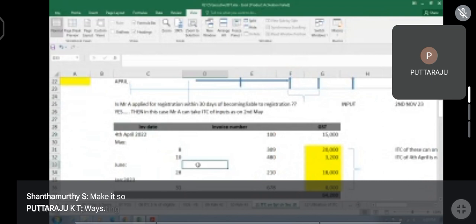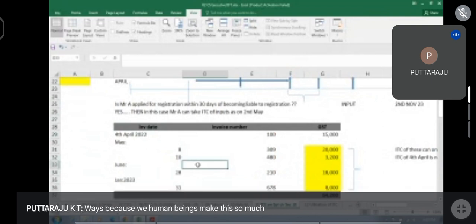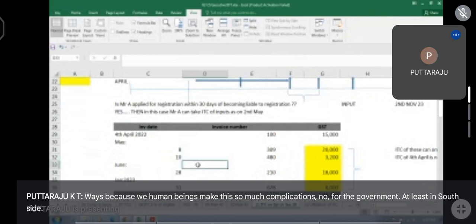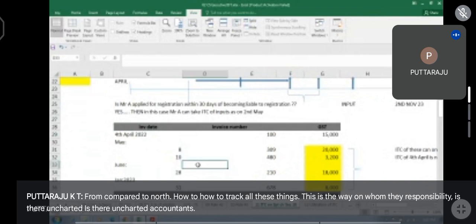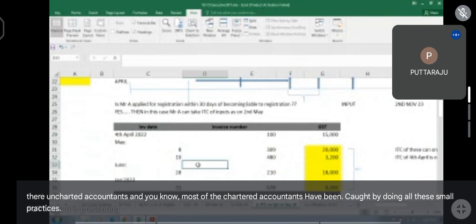Because we human beings make so many complications for the government. At least on the south side, most of them are very honest. They pay tax. Track all these things. This is the way. On whom is the responsibility? On chartered accountants. And most of the chartered accountants have been caught doing all these malpractices. No, we have to be honest to the client and honest to the government also.